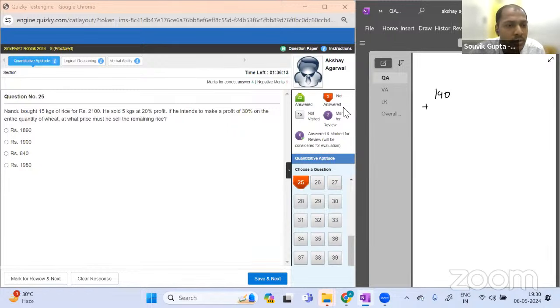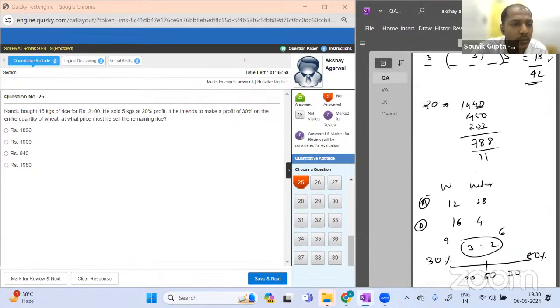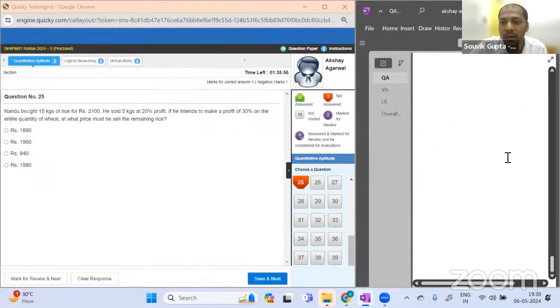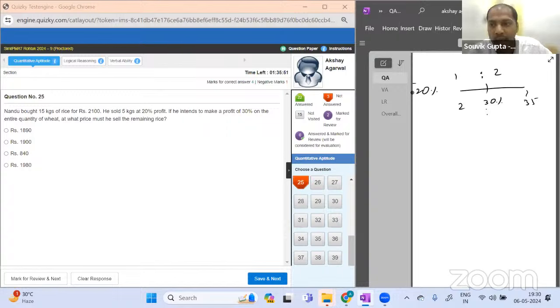He intends to make 30% on the entire quantity, so we can use alligation. So 20% and some percent, the average I want is 30%, and the quantity is 1:2. Therefore, this distance should be 2:1, so 35% profit is what he should sell at. For 35% profit he will have to sell the remaining 1400 with 35% profit added. 35% of 1400 is 490 rupees profit to be added. 1400 plus 490, 1890. Answer would be option A.